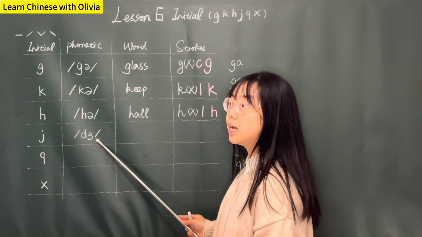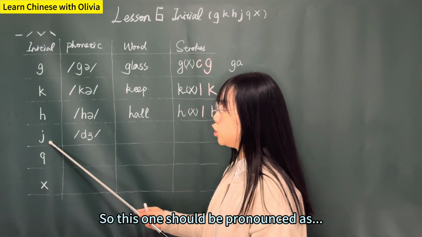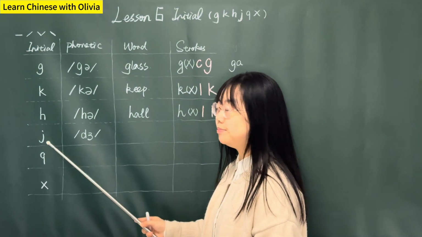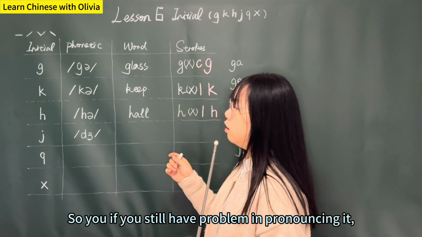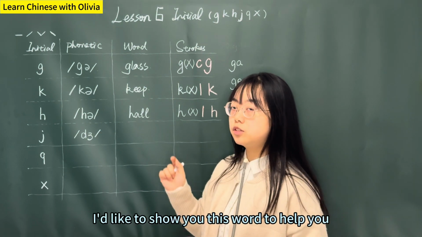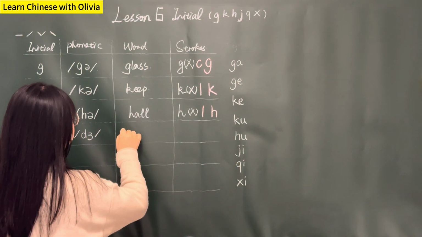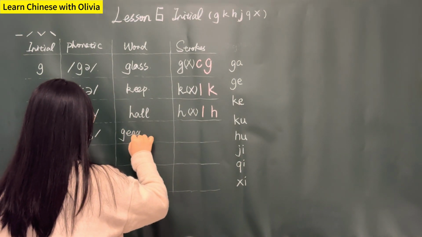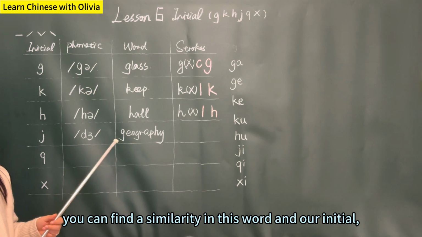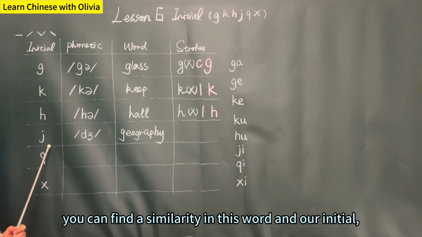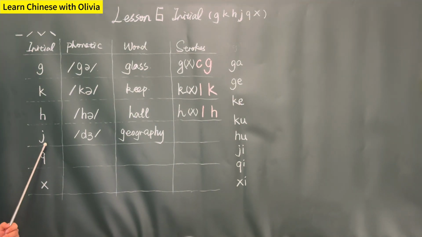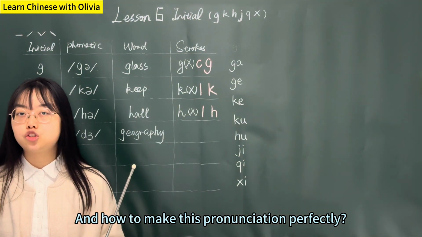How about this one? G, right? So this one should be pronounced as G, G, G. If you still have a problem pronouncing it, I'd like to show you this word to help you. Perhaps you can find a similarity between this word and our initial. G, geography. G, G.